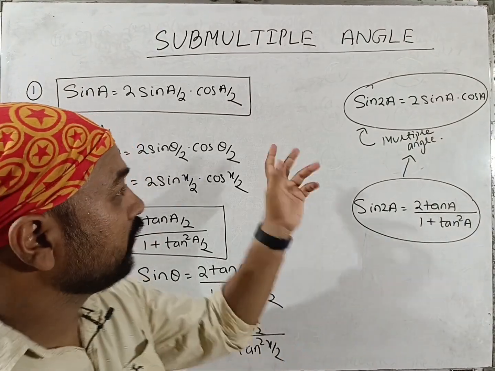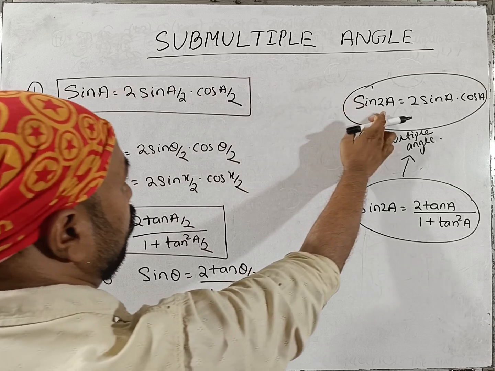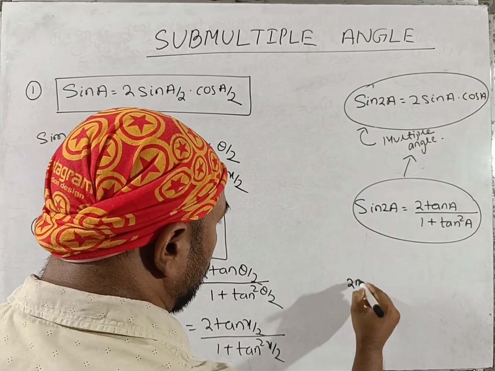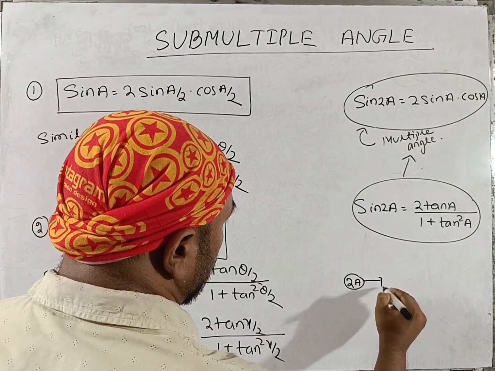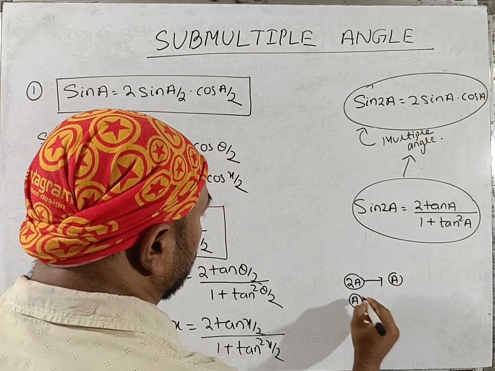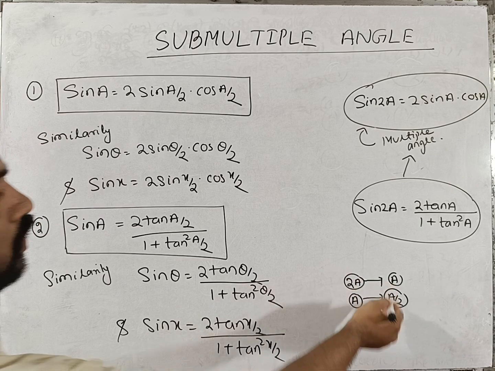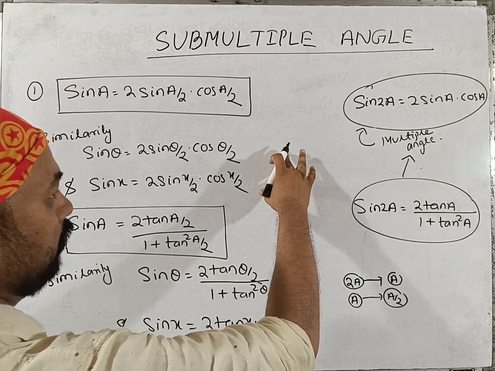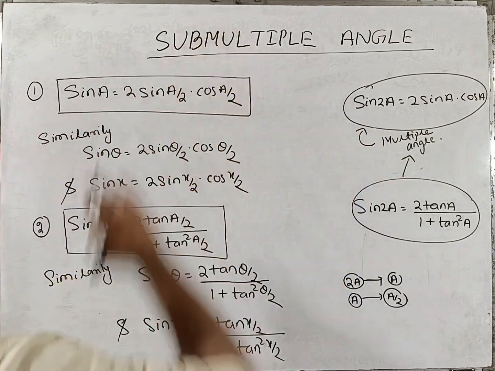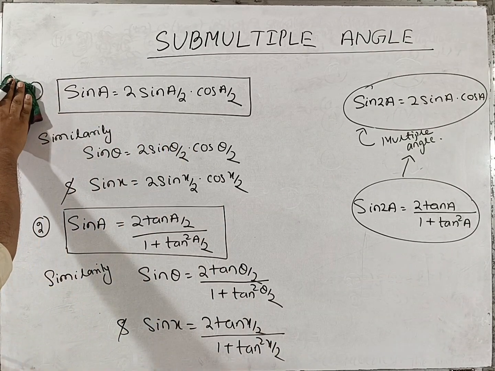So what is the change here? We have put A in place of 2A. 2A has been converted into A and A has been converted into A by 2. So it is the change between the multiple angle and submultiple angle. Now let us go through the third formula.